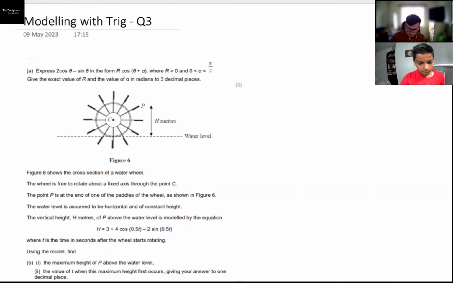Okay, so let's do part A first. So, very similar before. Let's see if we can do it even quicker than the other two, because it's the same idea. 2 cos theta minus sine alpha. This time it's in the form r cos theta plus alpha. R is positive, alpha is between 0 and pi over 2, so in radians, given an exact value of r again. It's actually quite similar to the last question, isn't it? Yep.